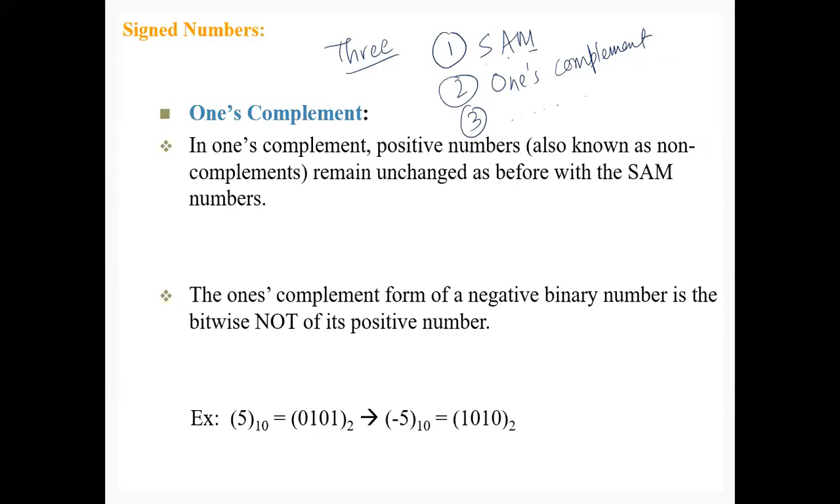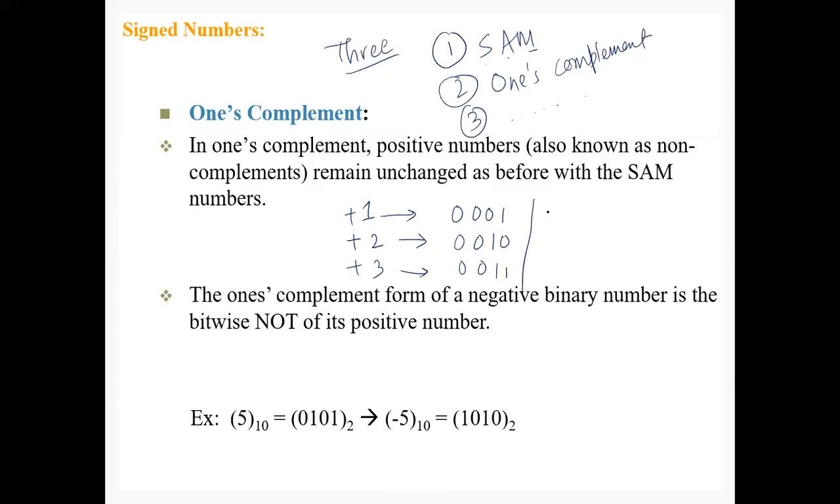Let's talk about the positive numbers first. Positive numbers remain unchanged, okay? If you want to represent plus 1, this is 0, 0, 0, 1. If you want to represent plus 2, it's the same thing again: 0, 0, 1, 0. Plus 3 is 0, 0, 1, 1, and so on and so forth.